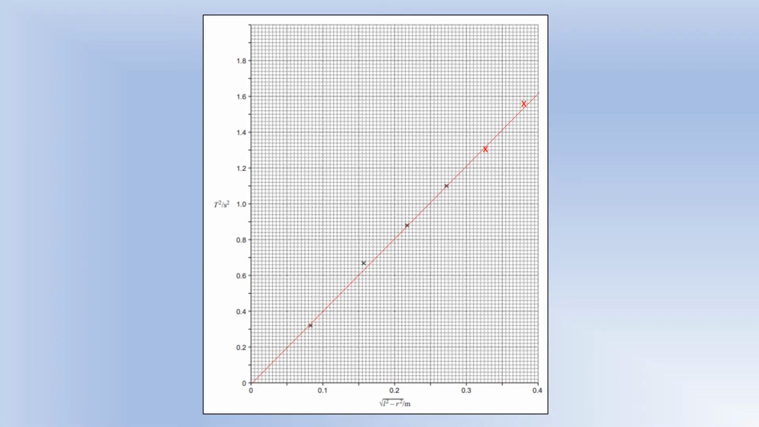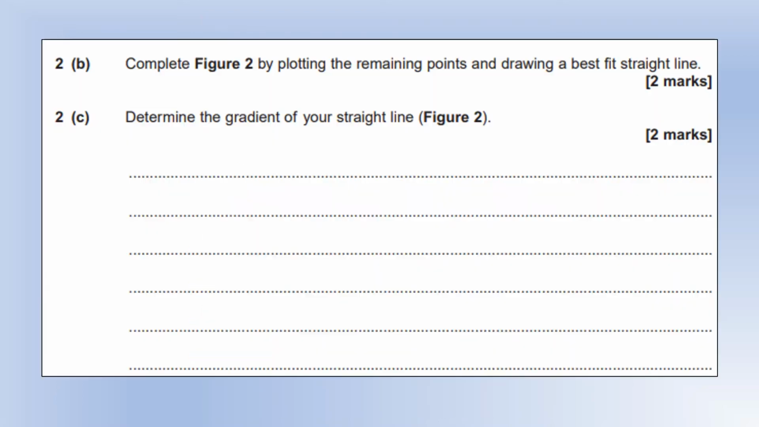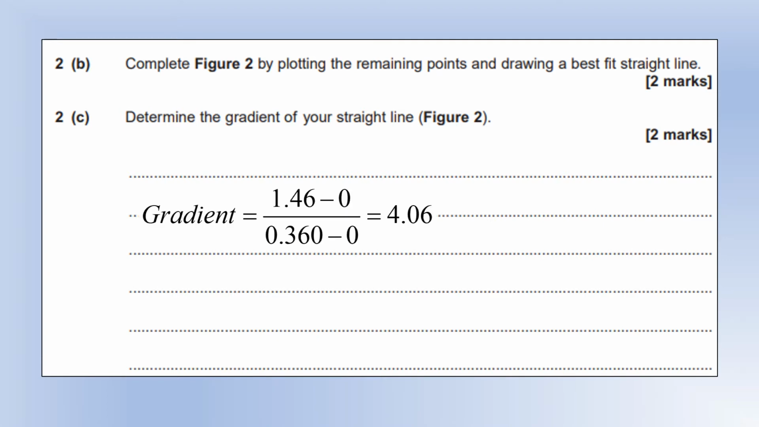So we've got roughly equal numbers of points above and below the line. And going to measure the gradient of the graph from this point here. So I'm going to use 0, 0 as one of the coordinates. This would be the other coordinate I would use. And then what we can do is use that to calculate the gradient of the graph. So that's fairly straightforward.